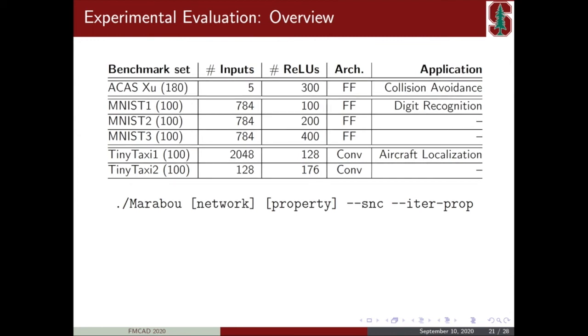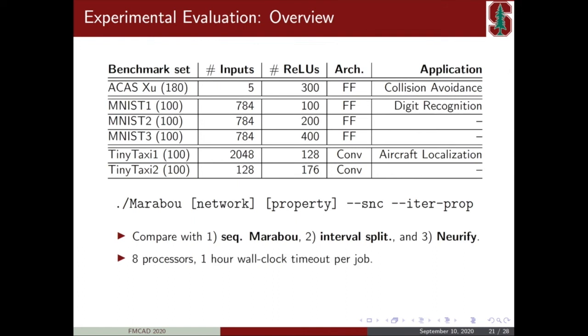Our best configuration uses iterative propagation and uses interval splitting on ACAS benchmarks and ReLU splitting on perception networks. We compare with different baseline configurations. The first is sequential Marabou. The second is split and conquer with interval split only. Finally, we also compare with Neurify, which is a state-of-the-art neural network verification tool, which also supports parallelization. We allocate 8 processors and 1 hour wall clock timeout per job.